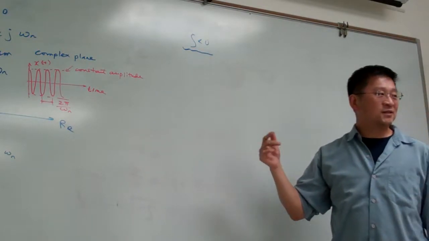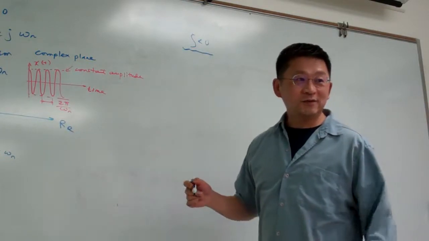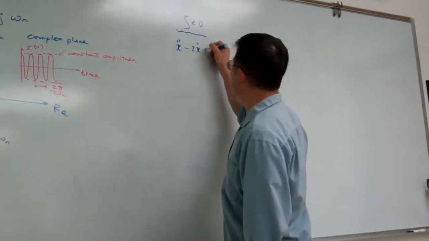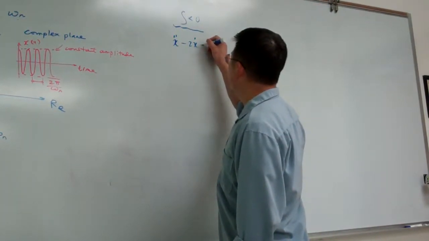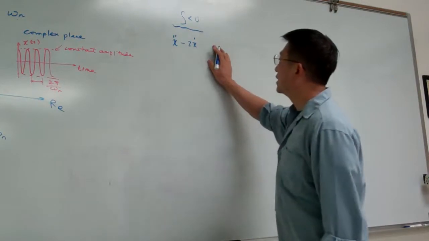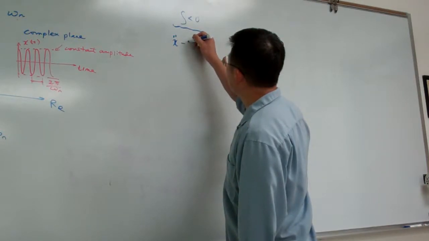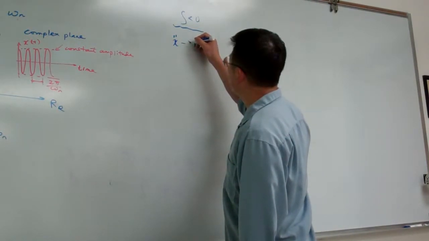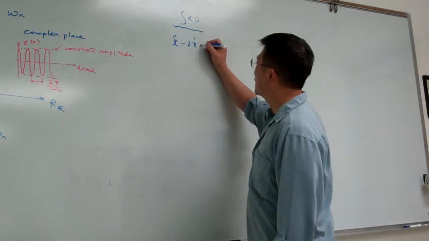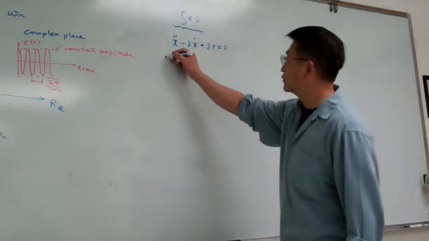And let's look at this one, discuss a little bit faster. Okay, so zeta is less than 0. Basically, that situation is something like this. Let me make one example here. Okay, so for this case, we can see the root.